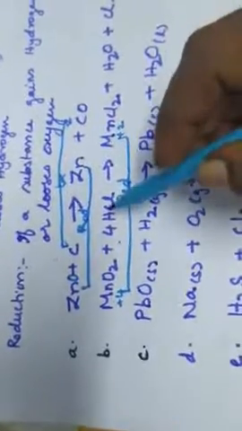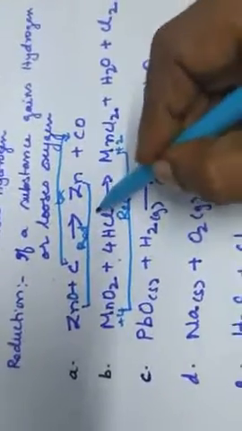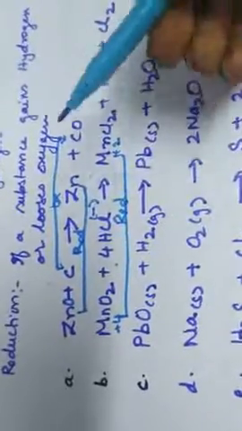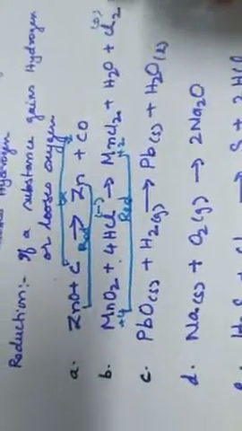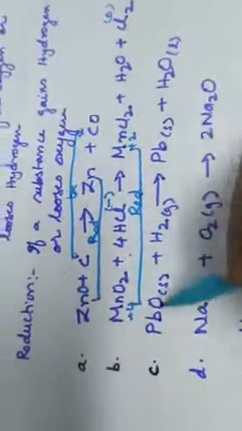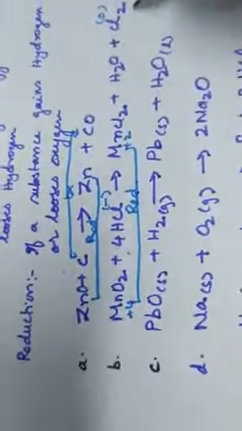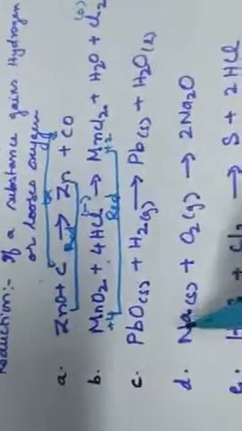What is oxidized here? Chlorine. Here it is in -1 state, and here it is 0 state. So chlorine has got oxidized. Manganese has got reduced, chlorine has got oxidized. So it is a redox reaction.